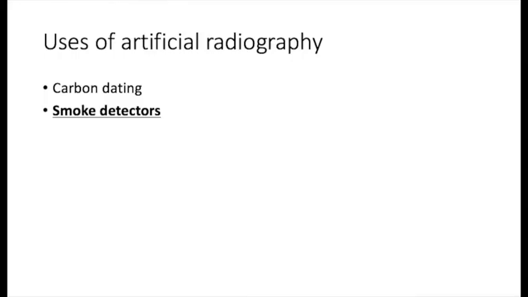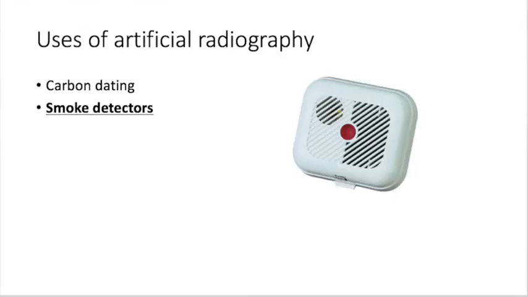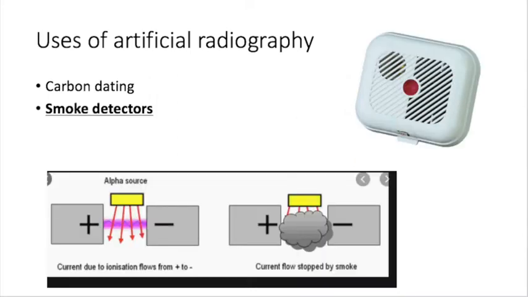Okay, so our next use of artificial radiography is in smoke detectors. So if you remember, alpha radiation is very ionizing, but also very short range. So if you set up two electrodes and you have an alpha source in between them that ionizes the air in between them, allowing current to flow, then under normal circumstances the current will flow.